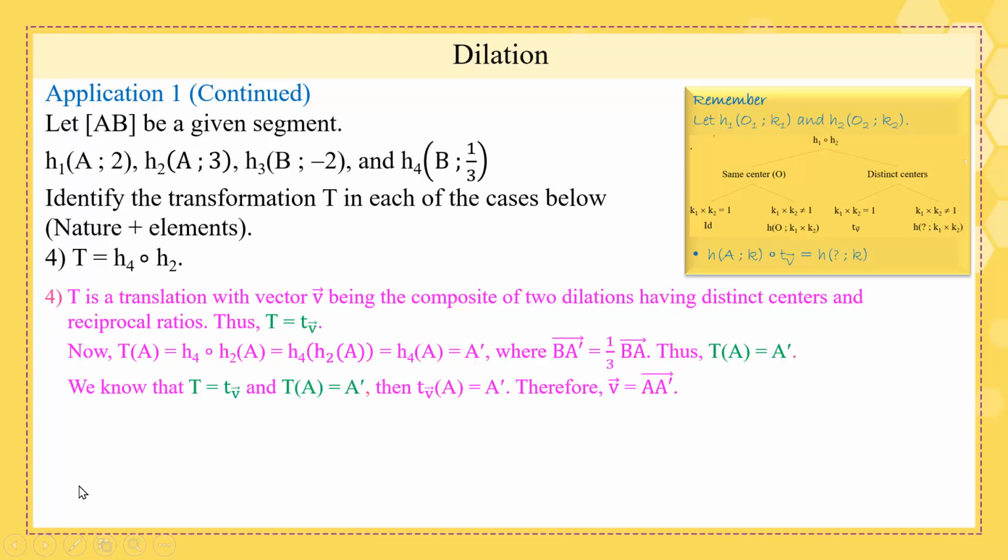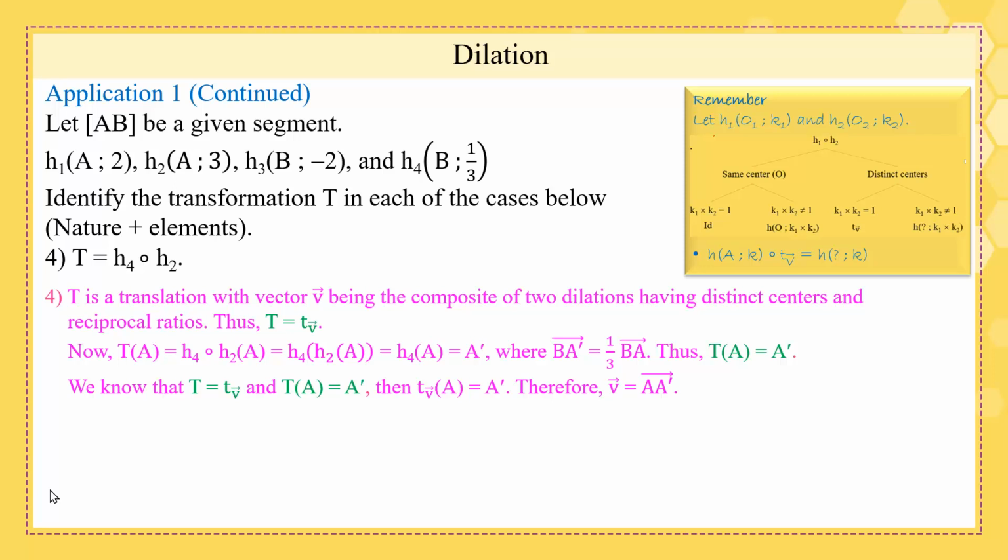But we know that T is equal to the translation of vector V, as we proved in the first part. And T of A equals A prime, so we can deduce that T_V of A equals A prime. Thus, the vector V will be vector AA prime. The question is: is the vector V, which is equal to AA prime, a fixed vector? The answer is yes, because A is fixed and A prime, which is the image of A by T, also will be fixed because vector BA prime equals 1 over 3 vector BA.